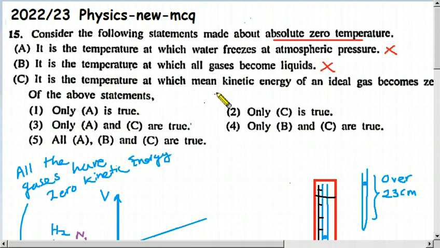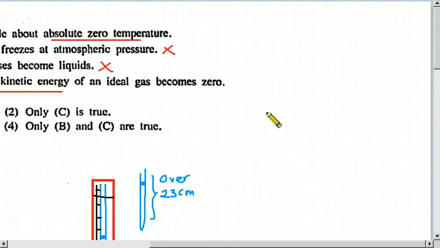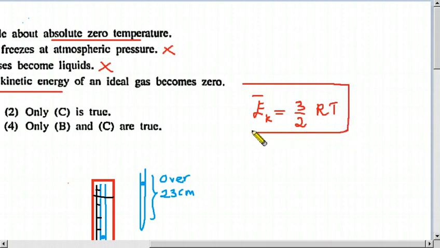Then let us go to statement C. It is the temperature at which mean kinetic energy of an ideal gas becomes 0. So mean kinetic energy, what is it? The equation you should remember: mean kinetic energy equals 3/2 RT. This is the equation for all gases. This is the energy for 1 mole, the kinetic energy.